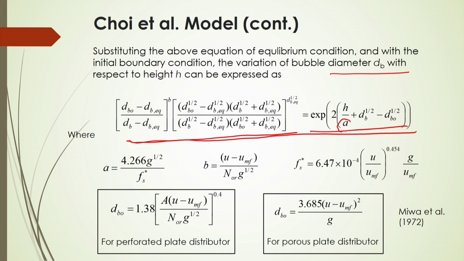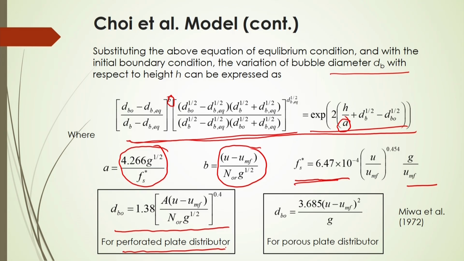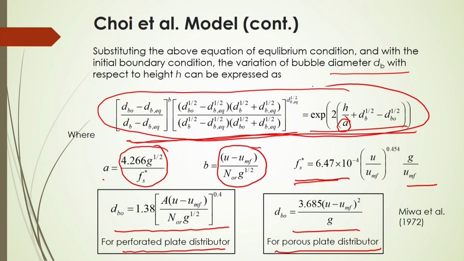Here some coefficients a and b are there. These a and b values are obtained from experimental conditions, and they are calculated in this way. Then f s star you can obtain from this correlation, and d b 0 can be calculated from this if you are using a perforated plate distributor, and from this if you are using a porous plate distributor. So, once you know a, b, f s star and d b 0, you can calculate the bubble size at equilibrium condition.